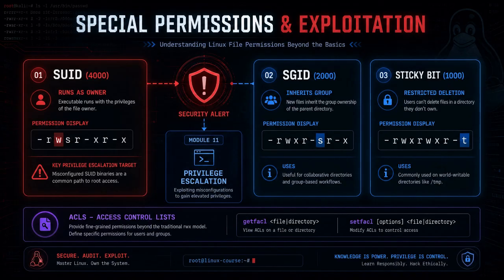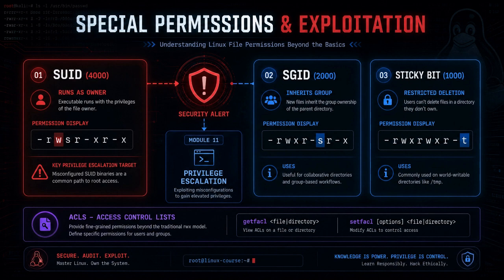Now, 3 special permissions that go beyond the basic 9 bits. First, SUID, set user ID. A SUID program runs with its owner's privileges, not the privileges of whoever actually launched it. That's exactly why the passwd program works. It needs root's power to edit the shadow file, even when an ordinary, non-root user runs it on their own account.